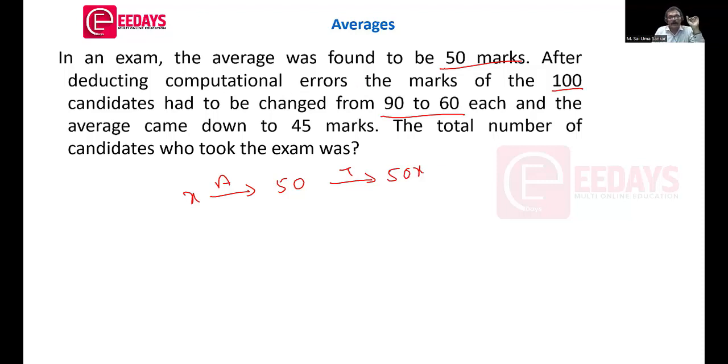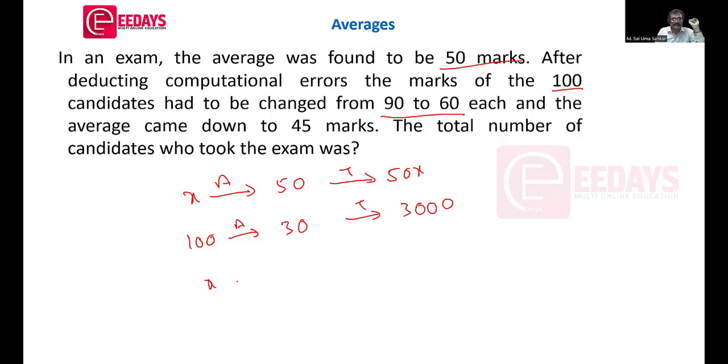Now, after detecting computational errors, the marks of 100 candidates have to be changed from 90 to 60. Now, this is equal to 30 or not? What is the difference? That is equal to 30. 90 to 60. What is the total? That is equal to 3000.